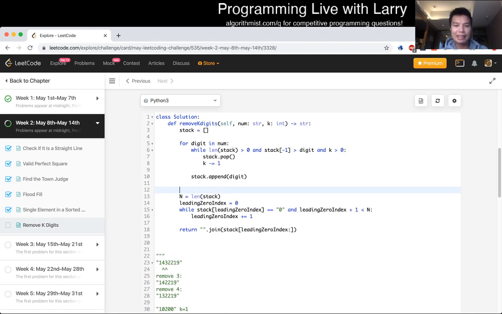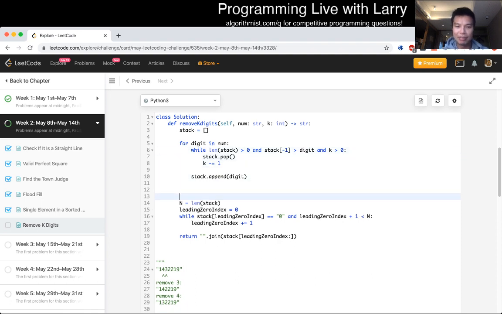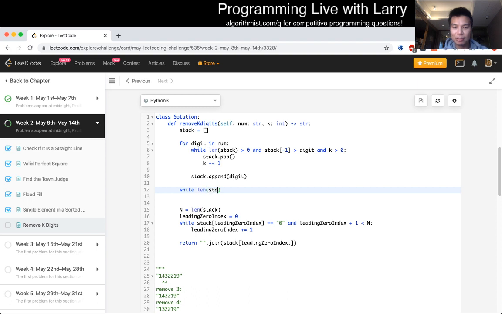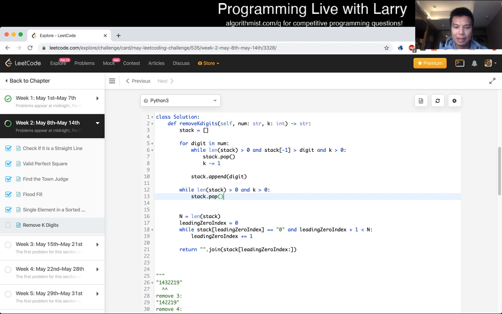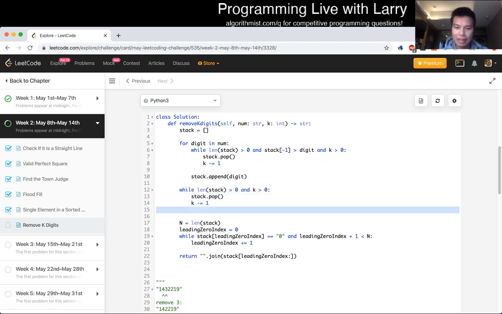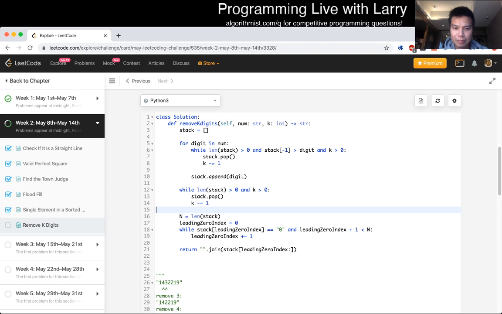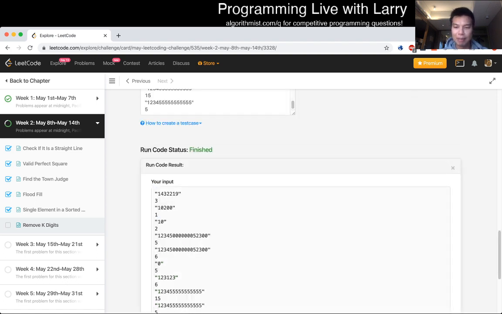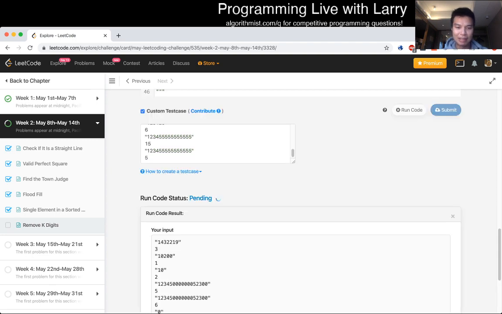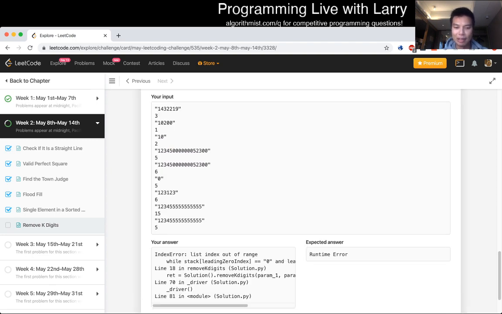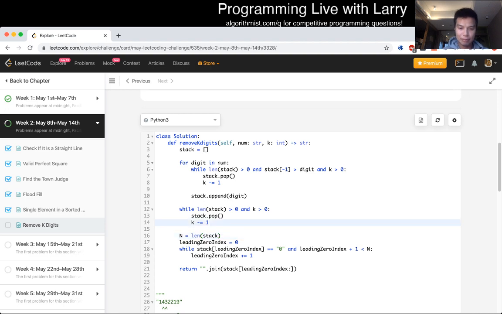So now we just have to pop off the end of the stack as long as this is true. So as long as we have k. While length of stack is greater than 0 and k is greater than 0, stack.pop, k minus 1. Okay, and I think because we didn't have this, we didn't run into an empty stack problem, but now we may have an empty stack problem, so we might have to think about it. But let's run it just to make sure. Yeah, there you go.